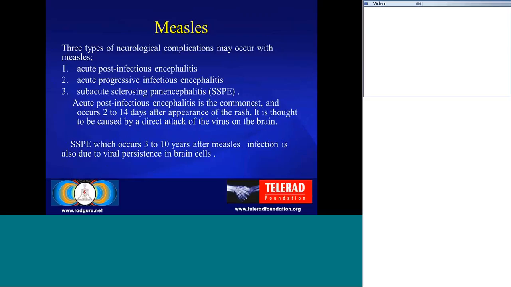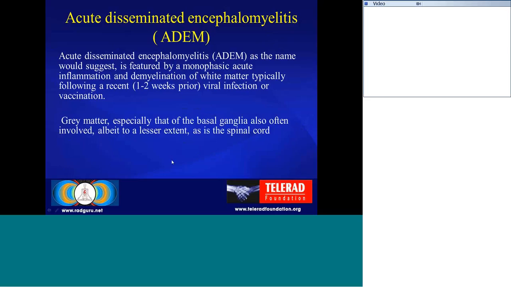So this occurs due to direct attack of the virus in the brain, whereas subacute sclerosing panencephalitis occurs 3 to 10 years after the virus, usually at 10 to 13 years of age, and is due to persistence of virus in the brain cells. So acute disseminated encephalomyelitis, as the name suggests, is a monophasic acute inflammation and demyelination of white matter, typically following a recent viral infection or vaccination.